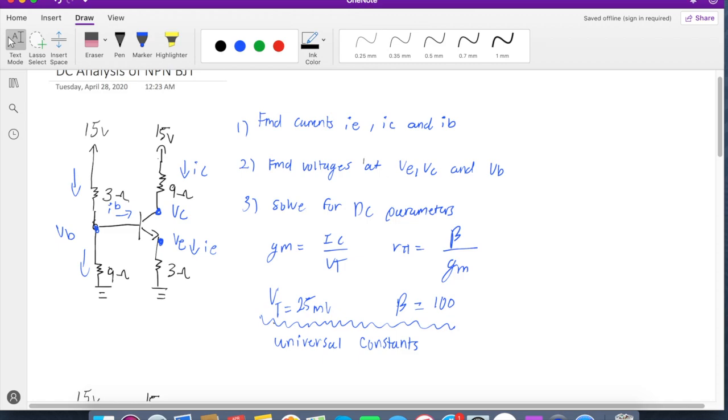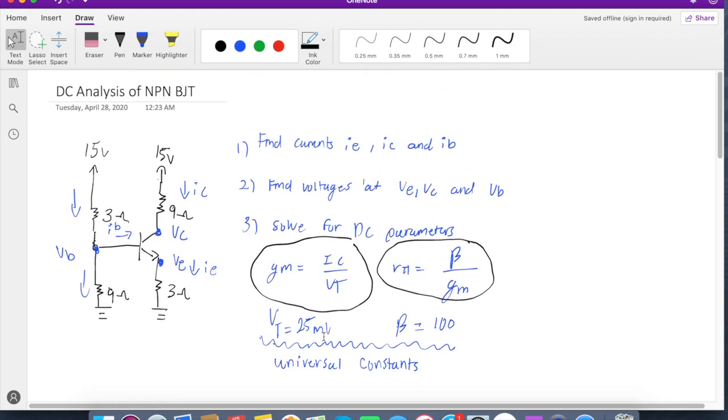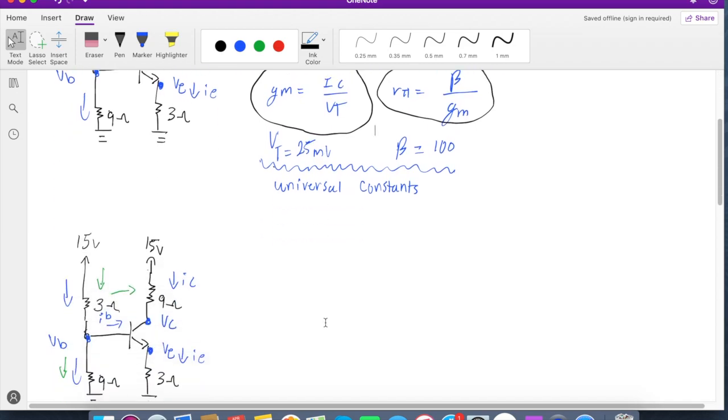And what we really want from the DC analysis is to find the parameters. We have GM and R pi. As you guys know, R pi will be the resistance between the base and the emitter in the AC model. That's almost the whole reason that we're solving for this. Also important to note, VT is always going to be 25 millivolts and beta is always 100. This is the same for every circuit. It doesn't matter what circuit it is, every transistor, it's always going to be the same constants.